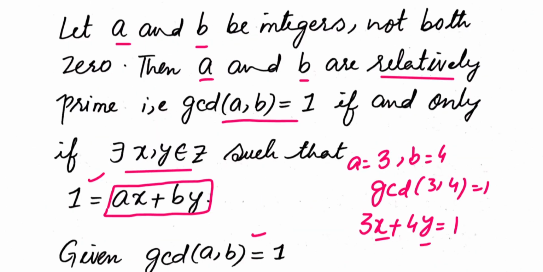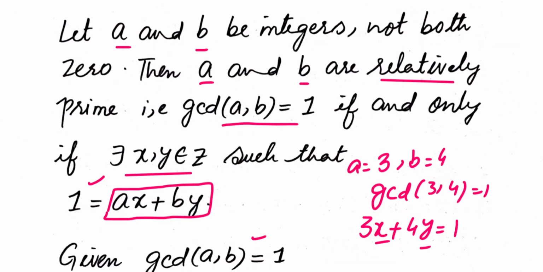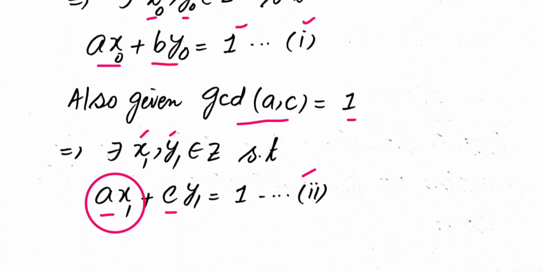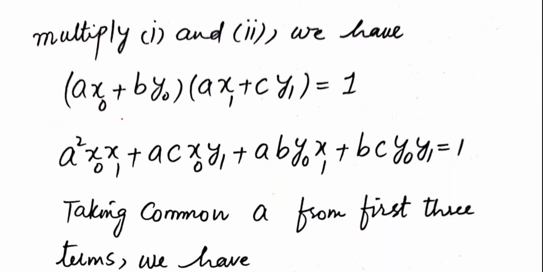Now I have to prove that the GCD of A and BC is equal to 1. It means we will show that the linear combination of A and BC should be equal to 1. As this is the product form of BC, we will multiply equation number 1 and 2 to involve the product B and C. So we multiply equation number 1 and equation number 2. So we have this, the left side of equation number 1, a x naught plus b y naught, and this is the left side of equation number 2. And the right side of both equations is 1, so their product is 1 into 1, that is 1.